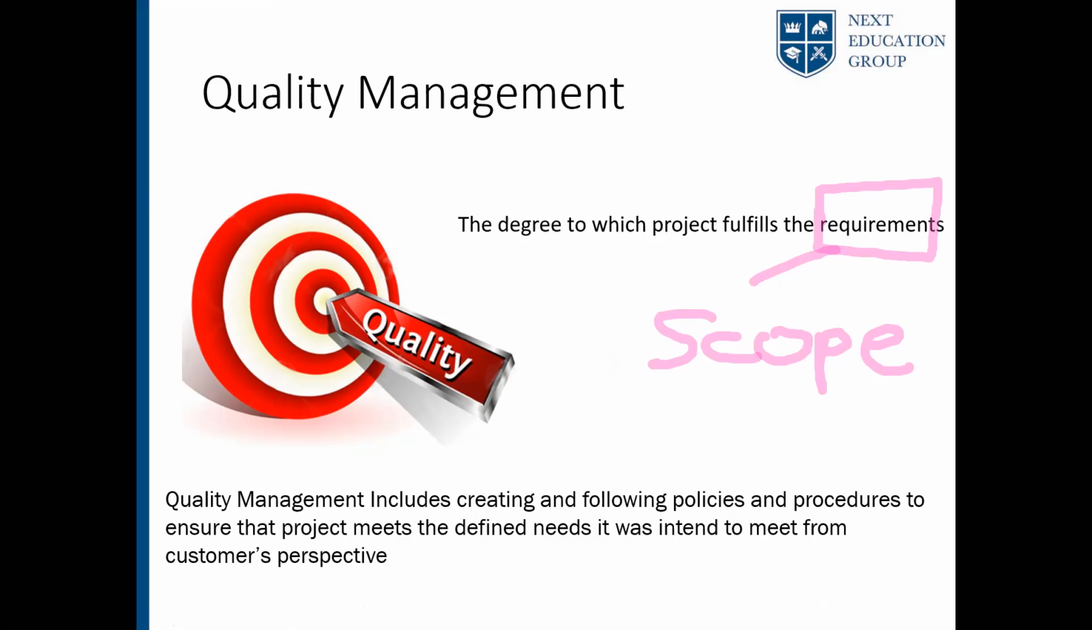Now, what if you do your program to retrieve the data in 1 second? Do you think it's quality?